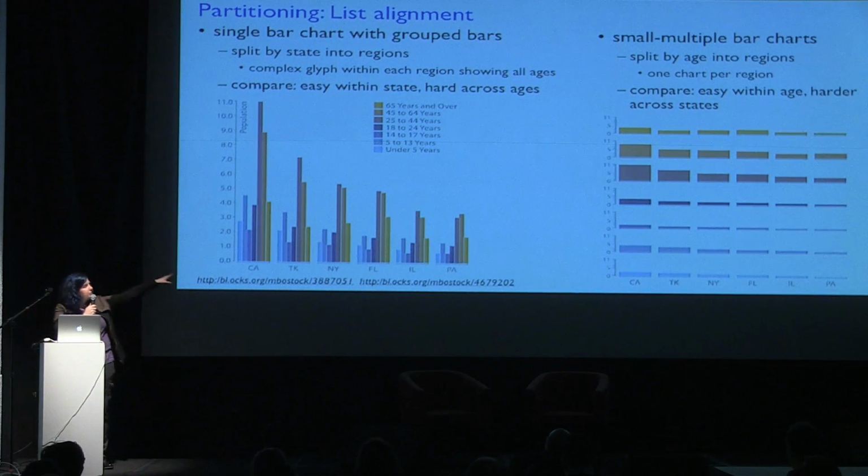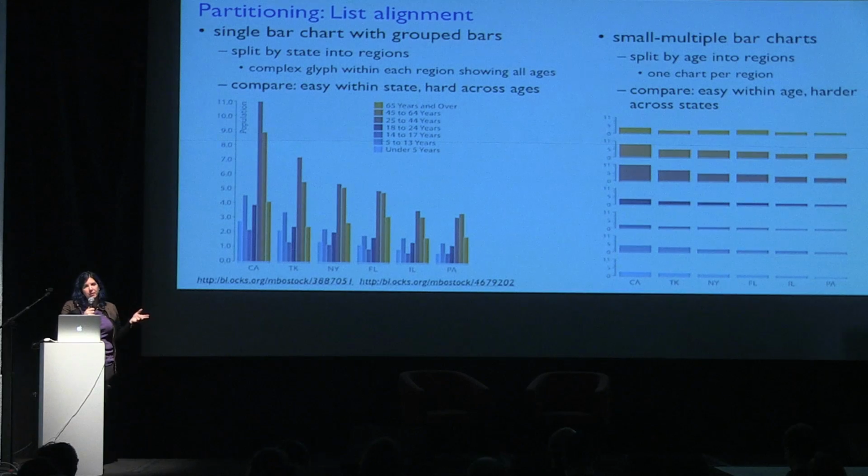Now, how is that different than what we did on the right? On the right, we have small multiples. We started by splitting by the age attribute into regions. And then what we have in each region is a simple bar chart. And what's easy to do now is we can compare the distributions across the ages. It's not impossible to compare things between states, but it's harder. It's easy to compare within the age group. So the order we split this in had a strong effect on the patterns that we can easily see.